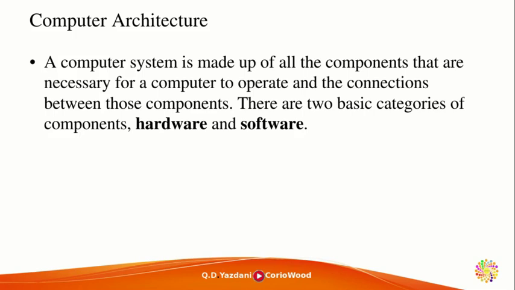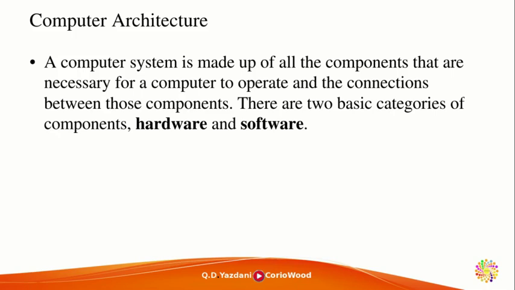A computer system that you can see in front of you, as computer programmers, is made of a lot of components, and all of these components are connected to each other. There are two basic categories of components: hardware and software. So what is hardware and software?